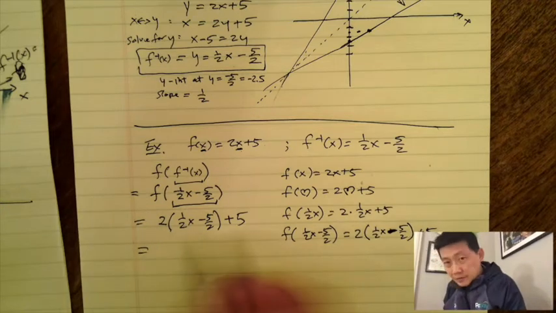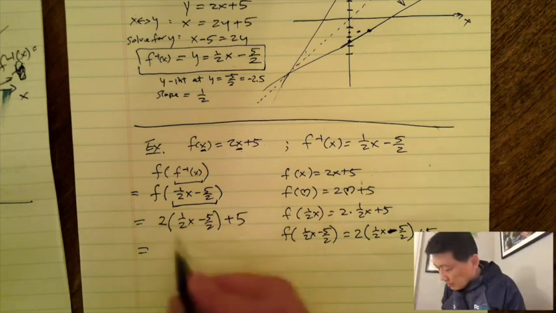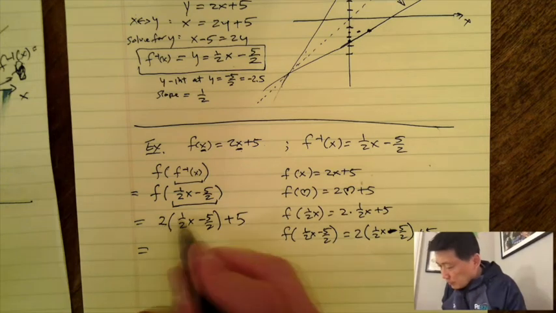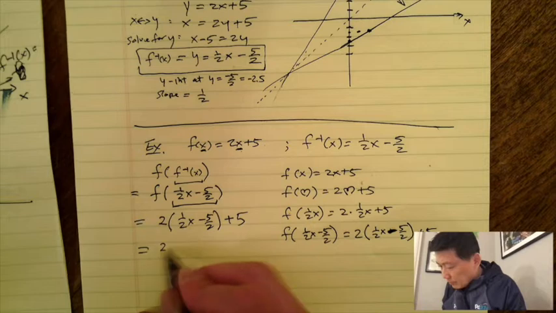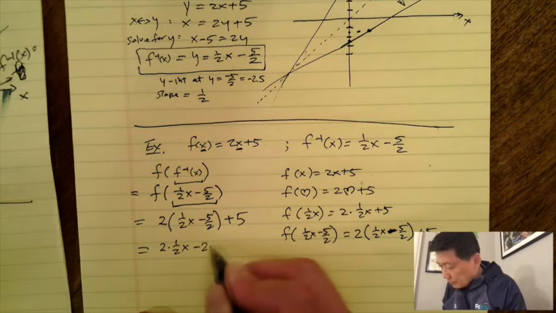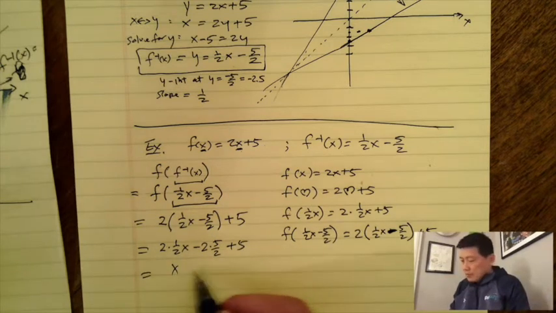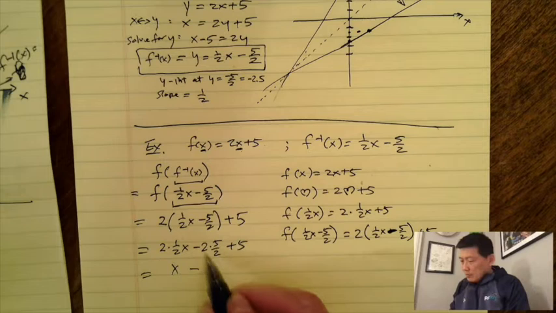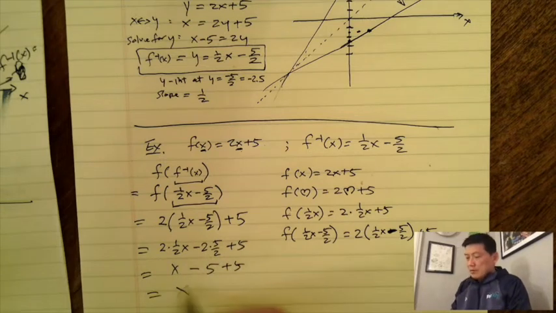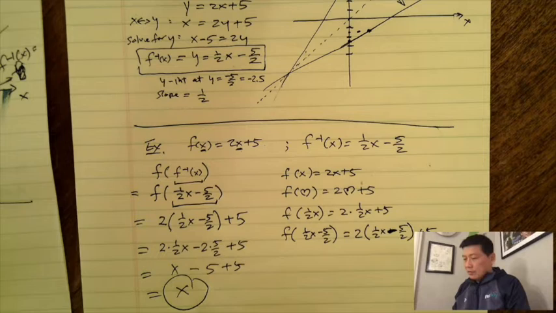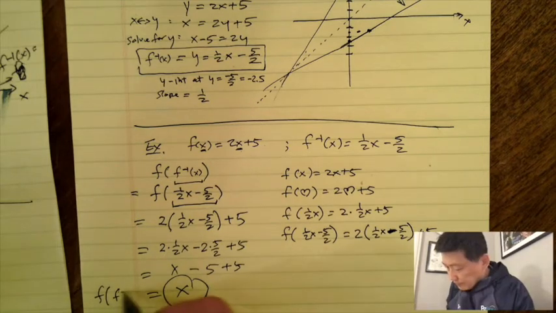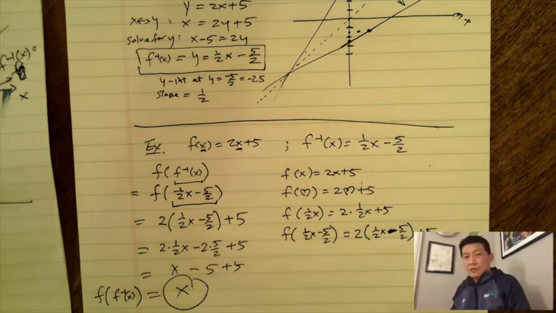So let's simplify this further. We have 2 times 1/2 x minus 2 times 5 halves plus 5. 2 times 1/2 x is x, minus 5 plus 5. The answer is x. F of the inverse of the function turns out to be x. You put a function and its inverse function into each other, and it ends up to be x.